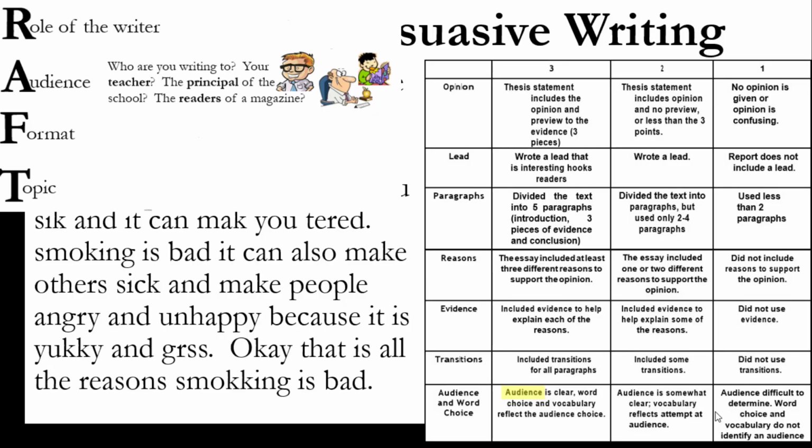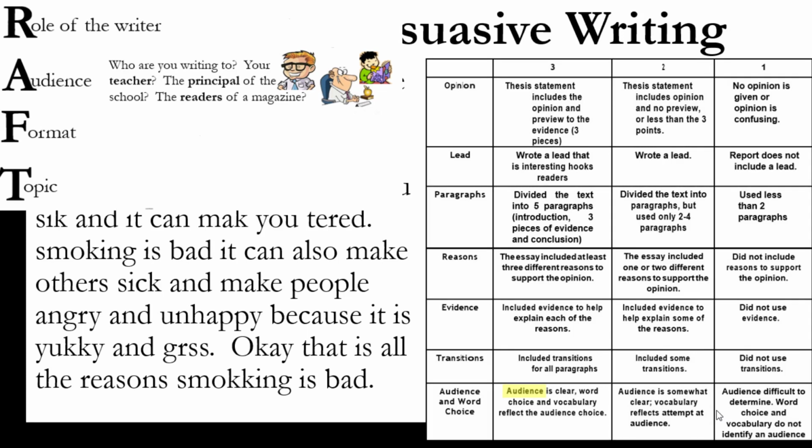If we remember our RAFT strategy, it is the A. So in this case, no. It is not really indicating who it is being written to. If we look at these, opinion, lead, paragraphs, reasons, evidence, transitions, and audience, there is no real audience indicated. There's no transitions. There are some reasons. There is no evidence. So we are looking at pretty much the marks that I've shown you here. It's not going to be very good.